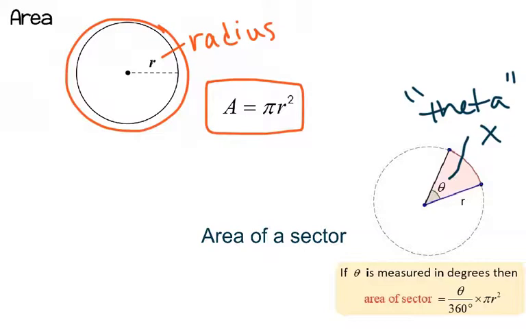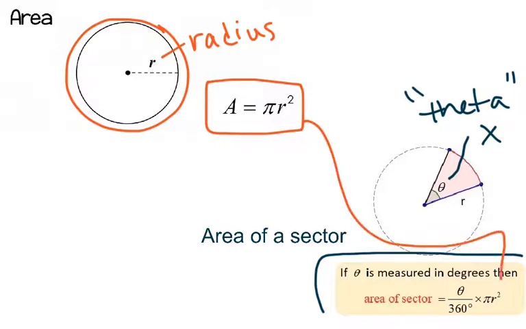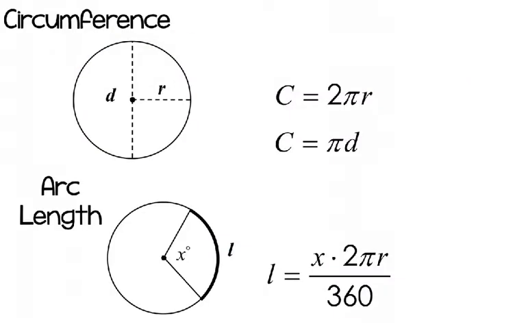So if you look down here, it's theta divided by 360 degrees, because remember a circle is out of 360 degrees, and then you're going to times it by pi r squared. So really what you're doing is whatever theta is divided by 360, that's a certain percentage or a certain fraction of the circle, and then you're timesing it by the area formula. So if you notice, that is the area formula right there. So it's pretty easy, and we'll do some problems with it in just a minute.